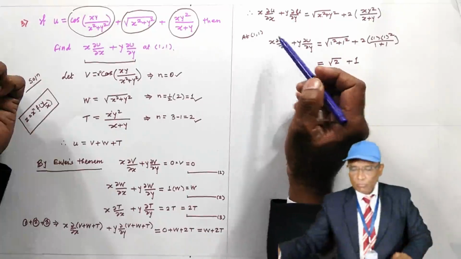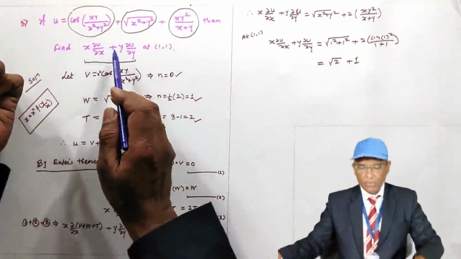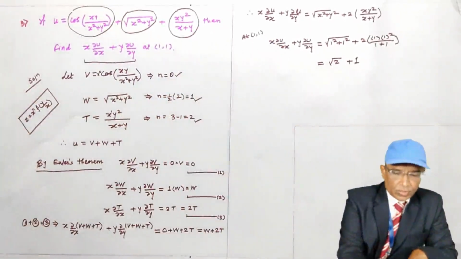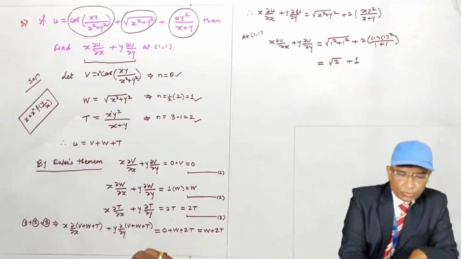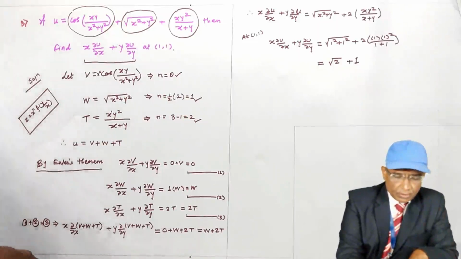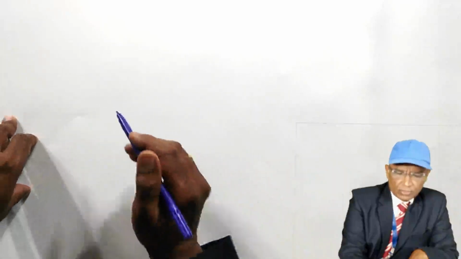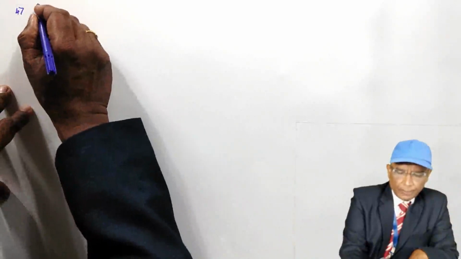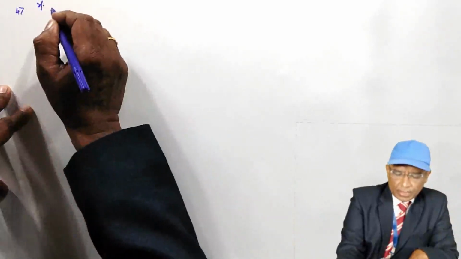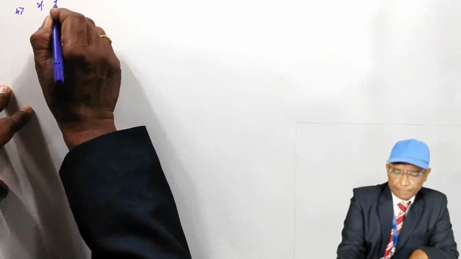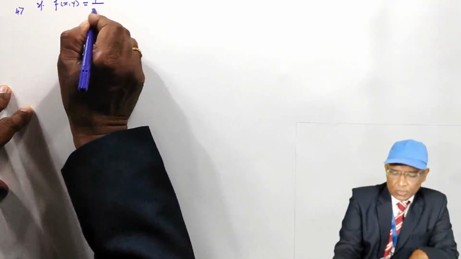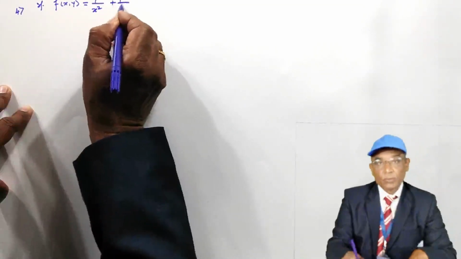Now the fourth sum we are going to discuss. Okay, I'll increase the speed of writing now. If f is equal to, instead of u, f is there, 1 by x square plus 1 by xy plus log of x minus log y, this divided by x square plus y square. Okay, this function is given to you.